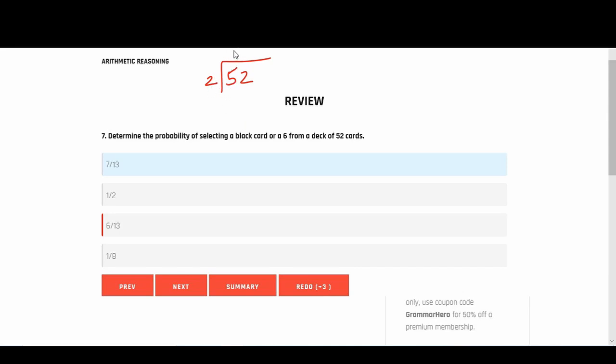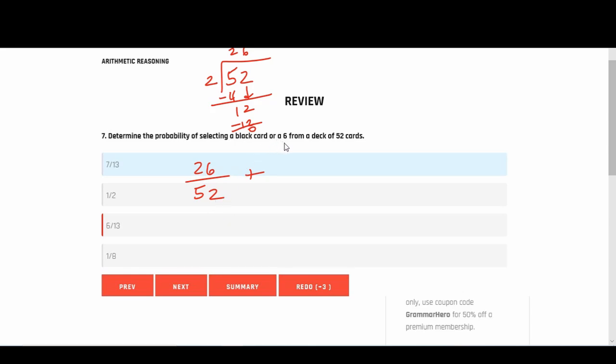2 goes into 5 2 times without going over. 2 times 2 is 4. 5 minus 4 is 1. Drop down this 2. 2 goes into 12 6 times without going over. 2 times 6 is 12. So there's no remainder. So I know that 26 out of the 52 cards are black. So I know if I were to pick a card at random, I'd have a 50% shot, or 26 over 52, shot of picking one.